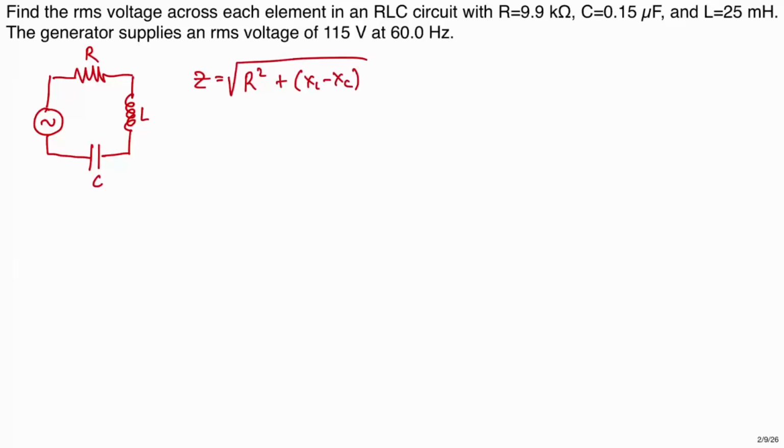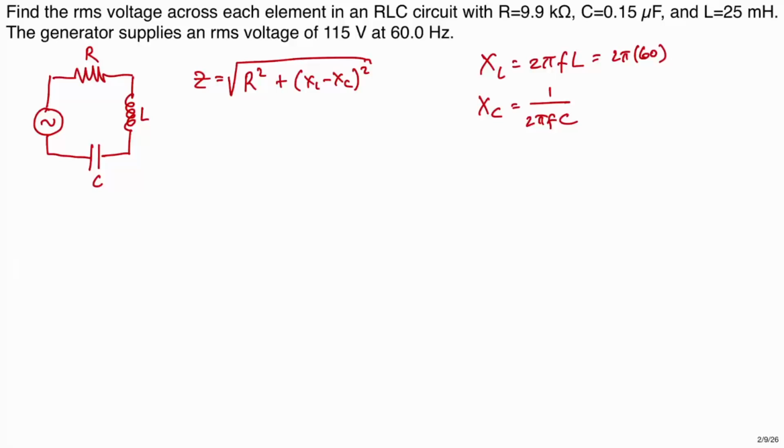The square root of R squared plus (XL minus XC) squared. So that means I have to find these two things: 2 pi f times L, and 1 over 2 pi f C. So this is 2 pi times 60. You'll see 60 quite often. Why? That's what the United States uses. If you're in Europe, it's 50. You can do others, but those are specialized situations.